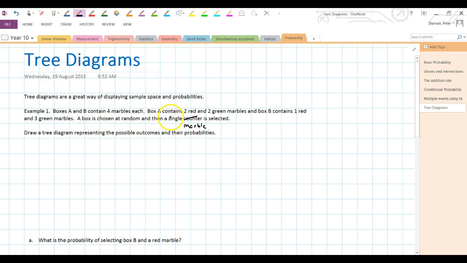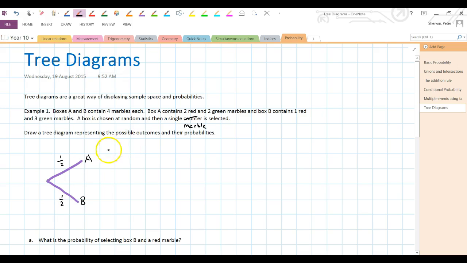So first thing that happens is that a box is chosen at random. So this is how we do it. We have a starting point. From a starting point we say, right, there's 2 possible outcomes here, box A and box B, and what we do is we just put an A and a B, the outcome at the end of the branch. Now there's only 2 boxes and it's chosen at random, so along the branches we write down the probabilities of that actually happening. So it's a half each, if there's an equal chance of choosing box A and box B.